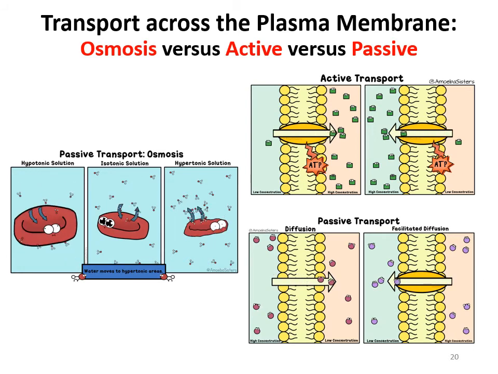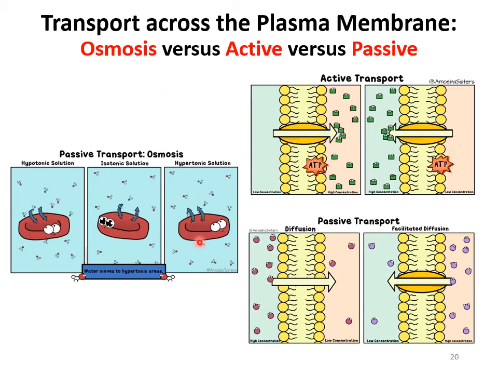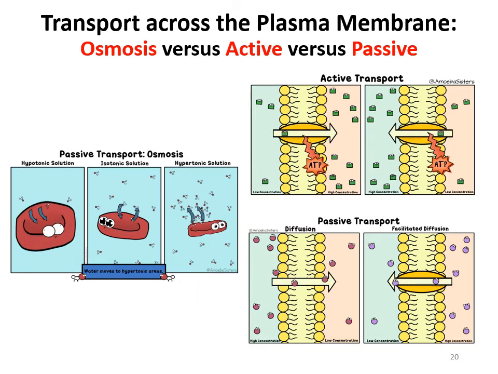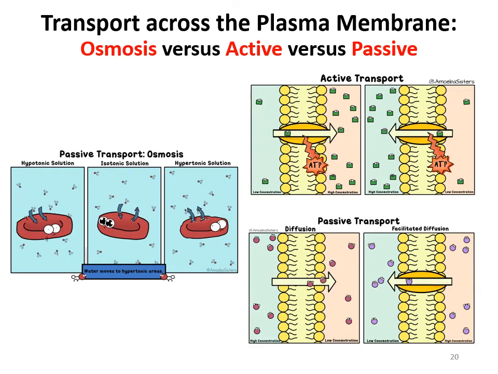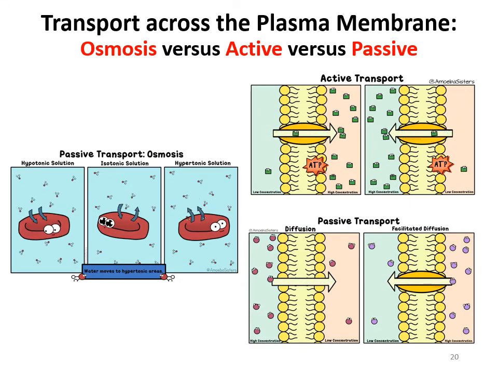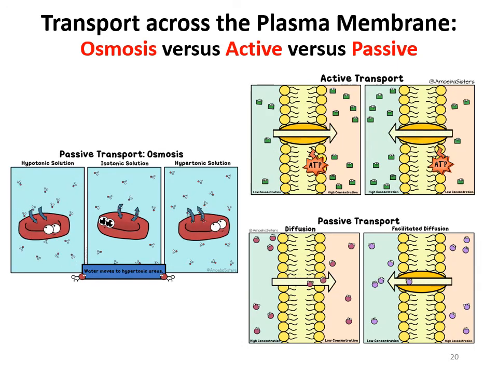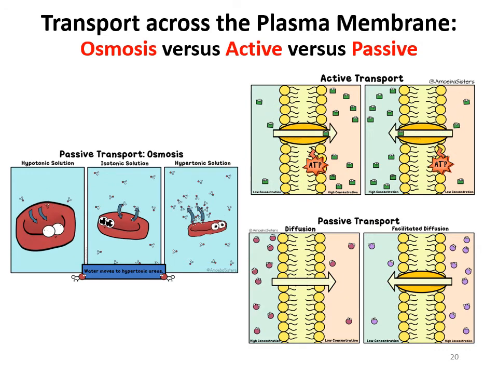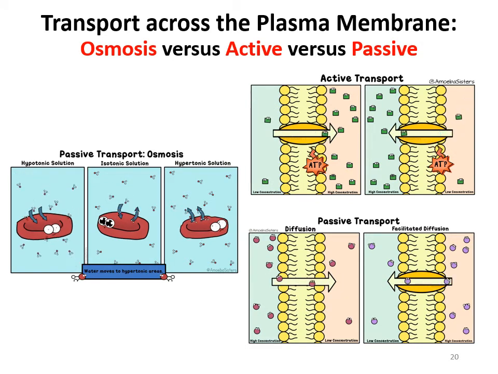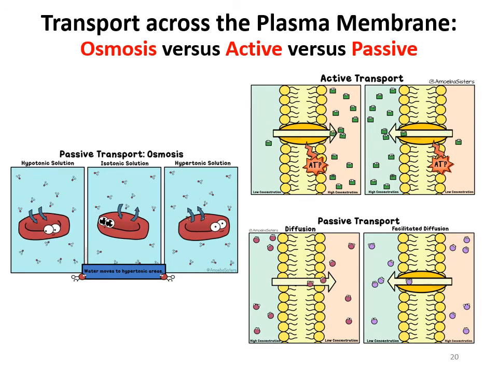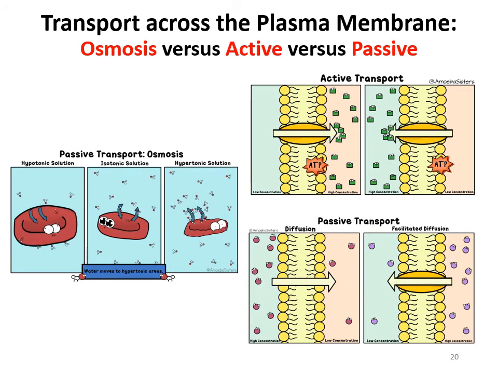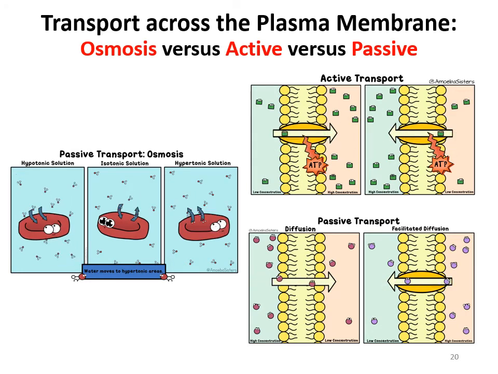So hypertonic solutions, which is this guy here, if it's hypertonic, that means there's a lot of salt on the outside of the cell. Whereas in comparison, the inside of the cell is lower salt. And as we just said, the water moves from low salt to high salt. So in this case, it's exiting the cell. Okay, so the cell shrivels.